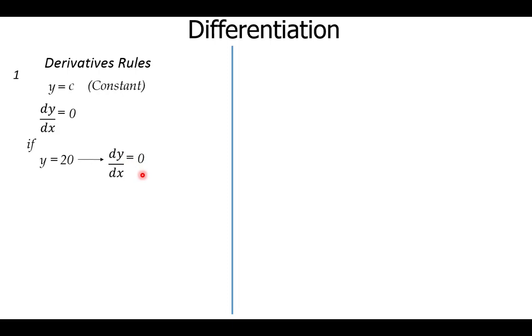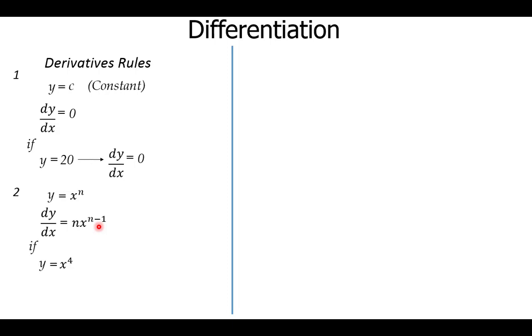Okay. Rule 2. If y is equal to x raised to power n, then dy/dx will be equal to n times x raised to power n minus 1. This is a very simple rule. What we do here is to use the power of x to multiply its coefficient. In this case, the coefficient of x is 1. So we use the power of x to multiply its coefficient and then subtract 1 from its power. Easy, right? Let's do an example.